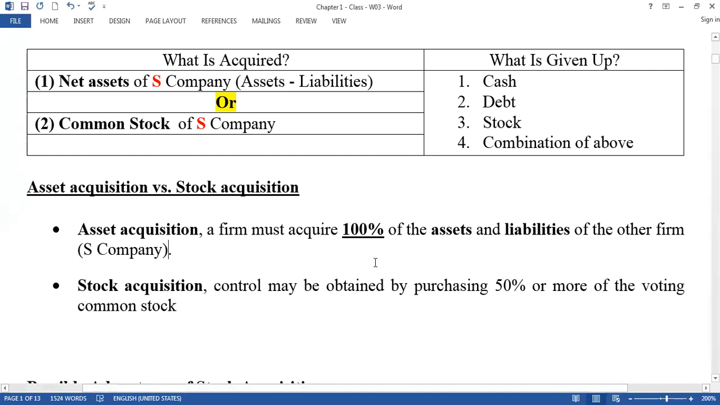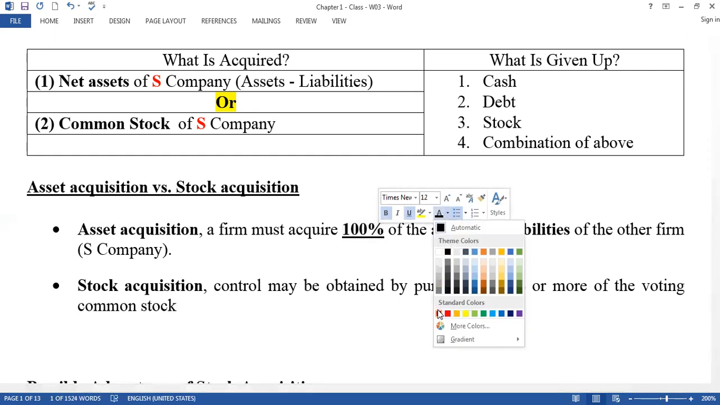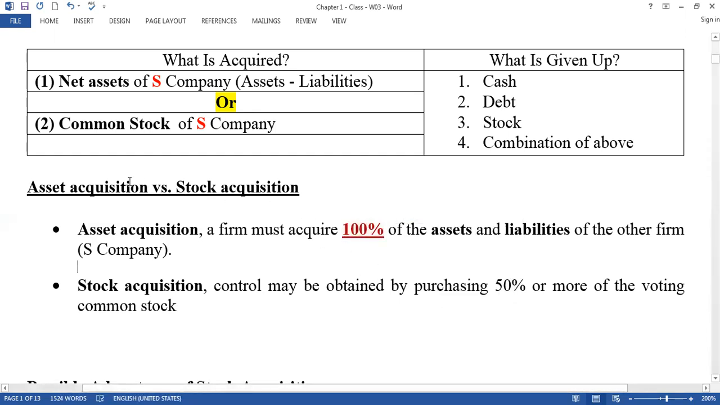Okay, so you buy 100% of the assets and liabilities from S company. This example is called asset acquisition. The 100% is important: you must buy 100%. Otherwise, it should not be called an asset acquisition. You cannot buy part of their assets. You have to purchase 100% of their assets and 100% of their liabilities. Then you belong to this part. Then you can say that you acquired another company through asset acquisition.